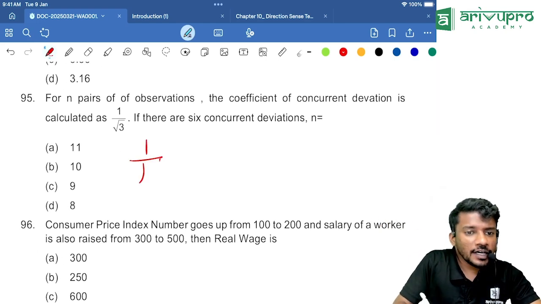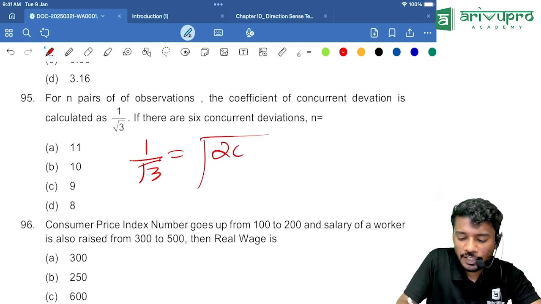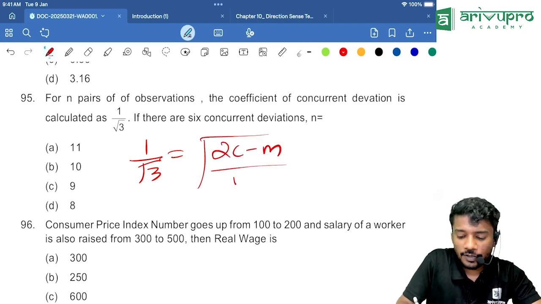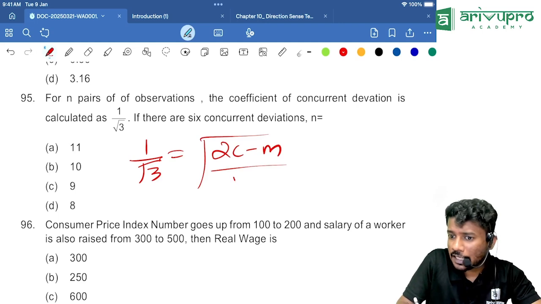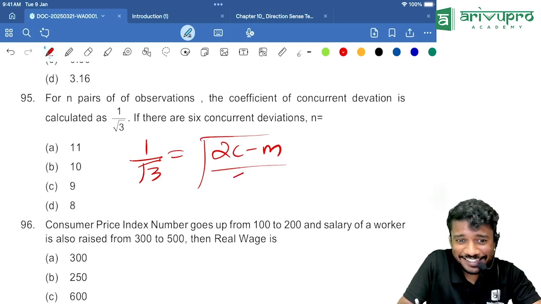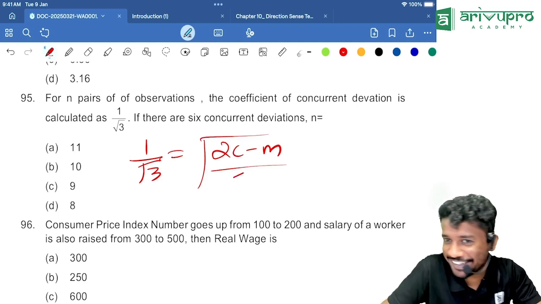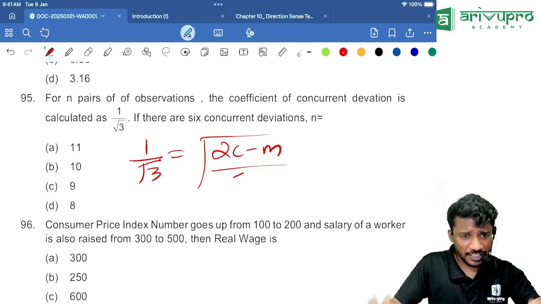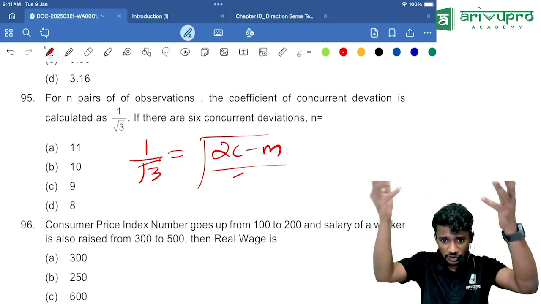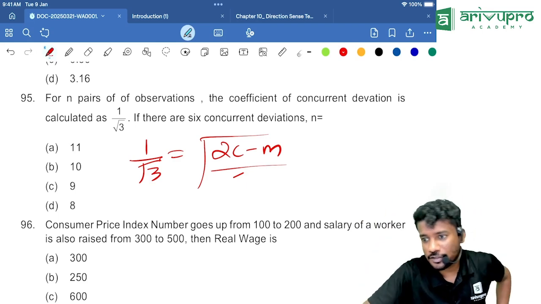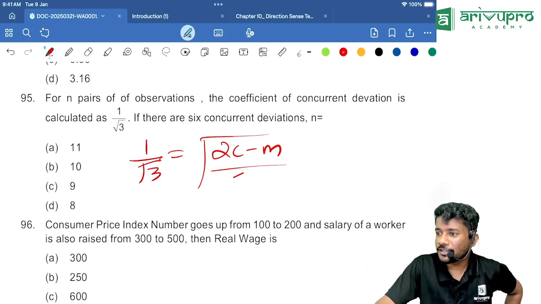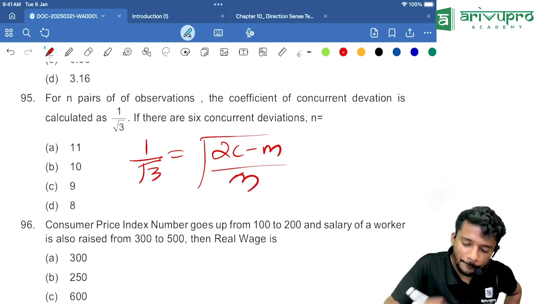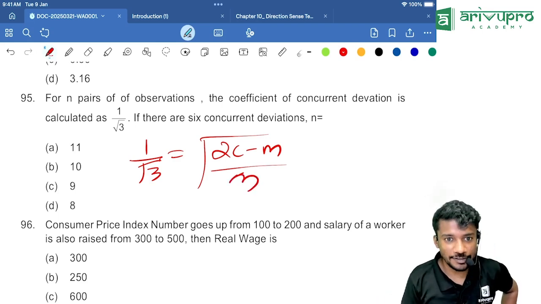What was the formula of concurrent deviation? Root of 2c minus m divided by m or n? M or n. Go back, check the formulas. Everyone, if you have something with you, just check the formula. That's how you revise. Do you remember the concurrent deviation formula? Minus m divided by m. Yes, always revise it. I'm telling you.